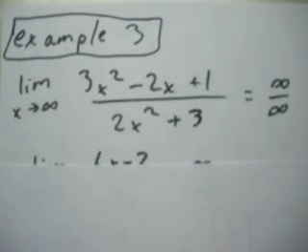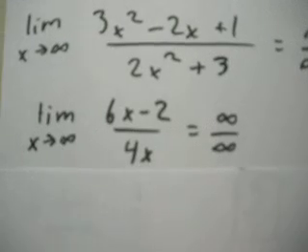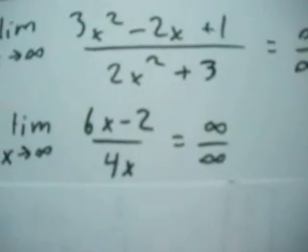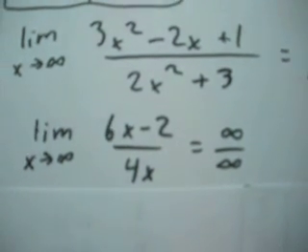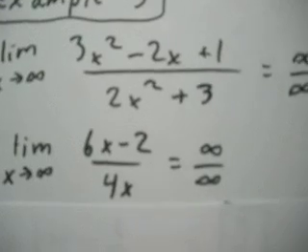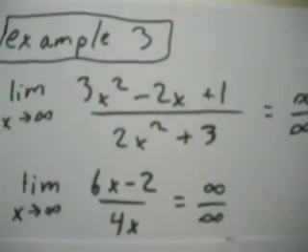So we start by taking the derivative of both the top and the bottom, and we're left with the limit as x approaches infinity of 6x minus 2 over 4x. But this time, again, we plug in infinity, and again we get infinity over infinity. So L'Hopital's rule didn't work again. What do we have to do? We have to apply L'Hopital's rule again.